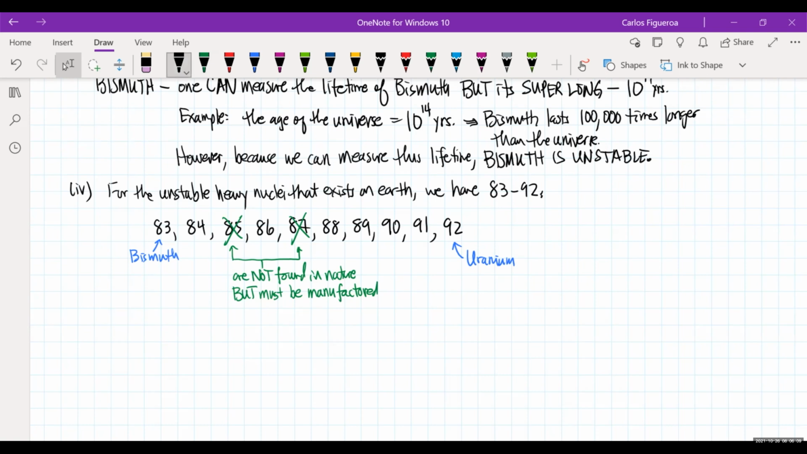What we find here is that we should talk about lead and bismuth. What's really the difference between them? So I start with the force picture.